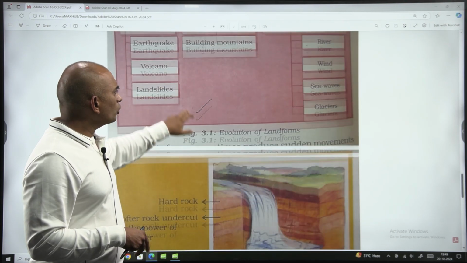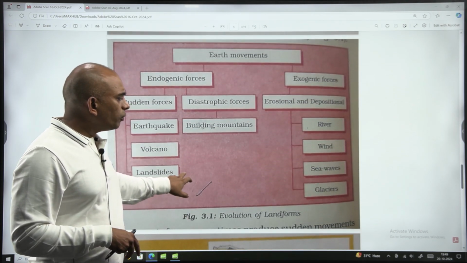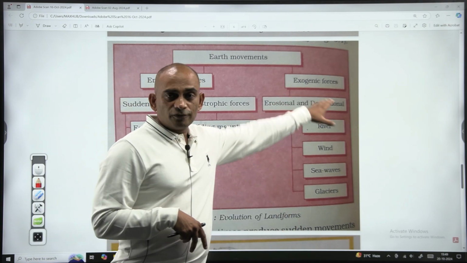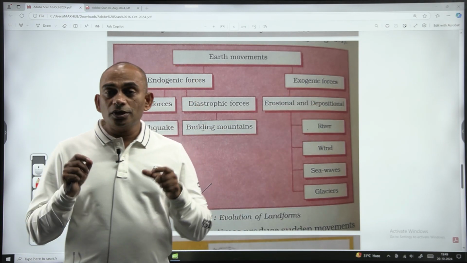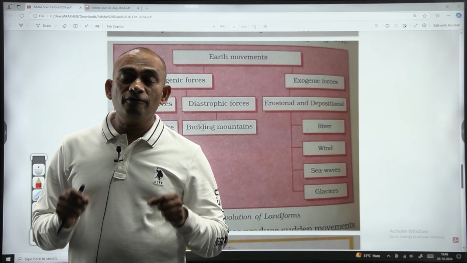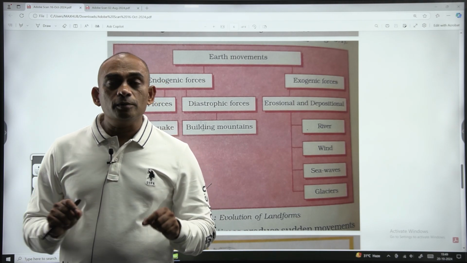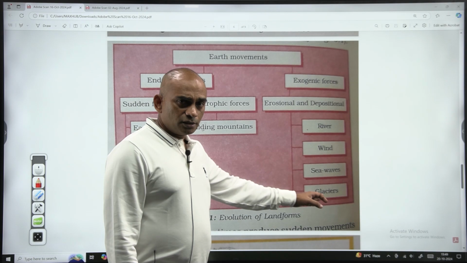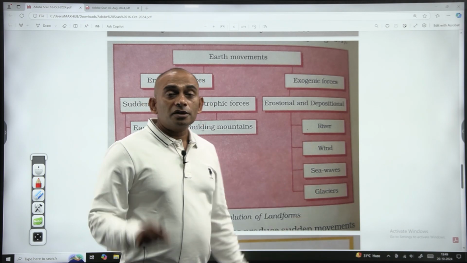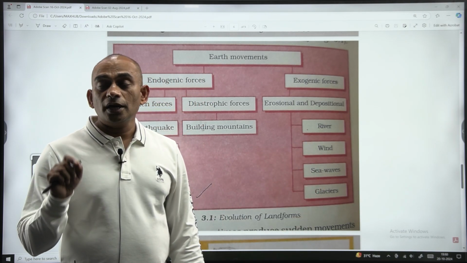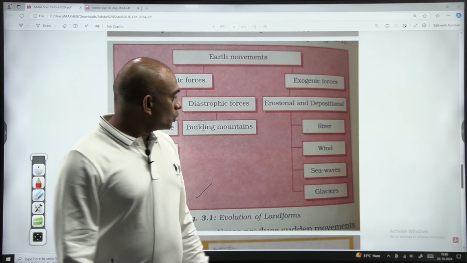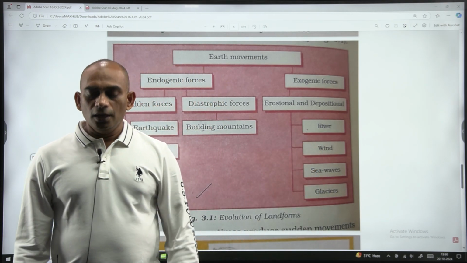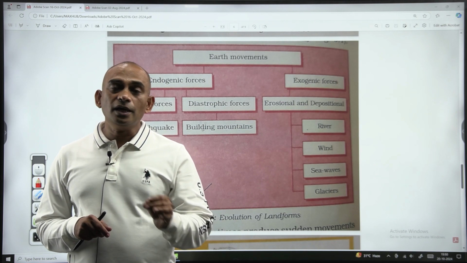Now we are going to take up another important part in this chapter, that is exogenic forces. These exogenic forces are responsible for various landforms on the surface of the earth. And there are so many agents which are responsible for erosion and deposition. Those agents are river, wind, sea waves, glaciers. There are 2 processes, weathering and erosion.